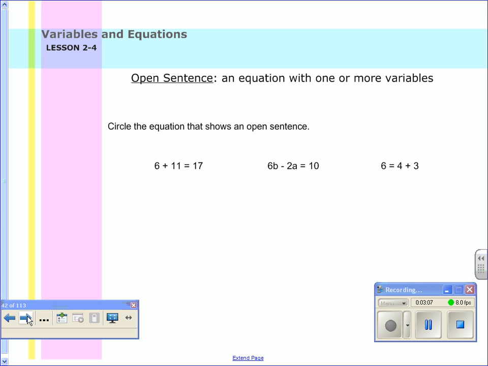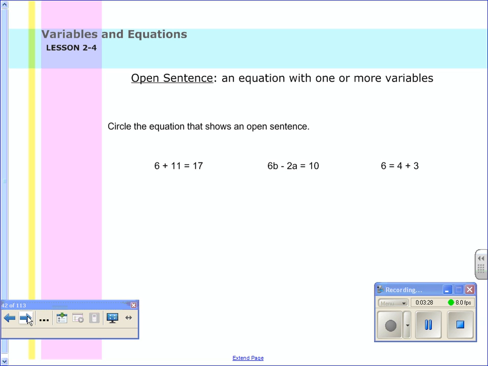Now, we can have an open sentence. An open sentence is an equation with 1 or more variables. So, I have 3 examples below. Circle the equation that shows an open sentence. What one of these has 1 or more variables? That's the one that's considered an open sentence.